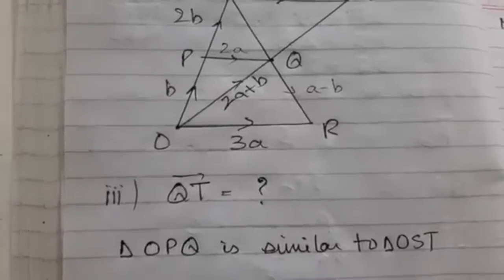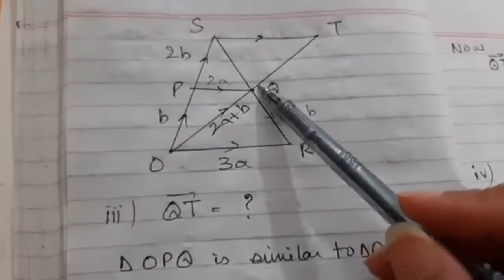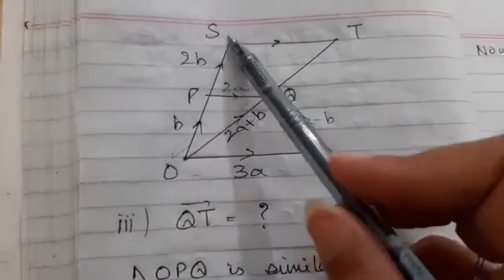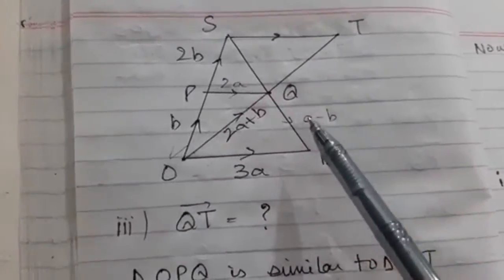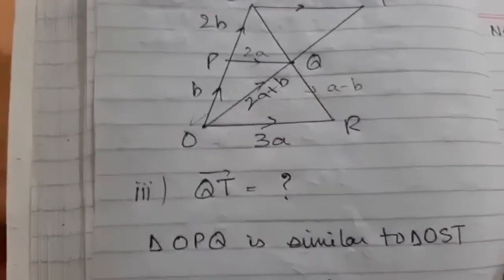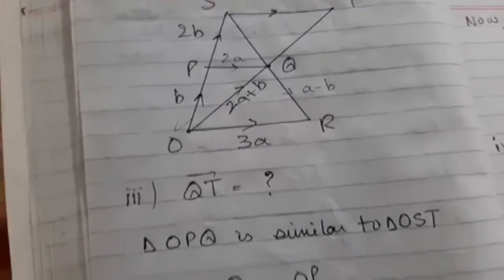Now we have to find out what is QT. Now if you see here, to find out QT, what path do I take? If I take this path, I don't know ST. So for here you will use the ratio similar triangle concept. That's why this part was a little challenging for students in that year.